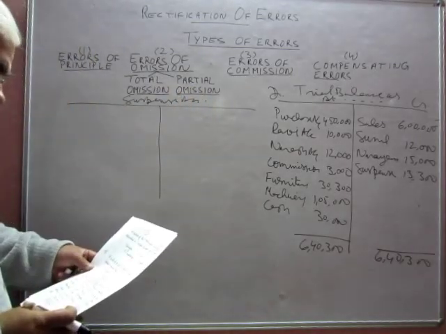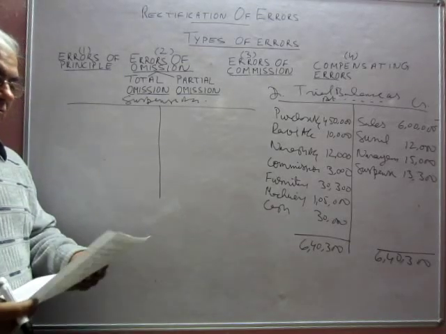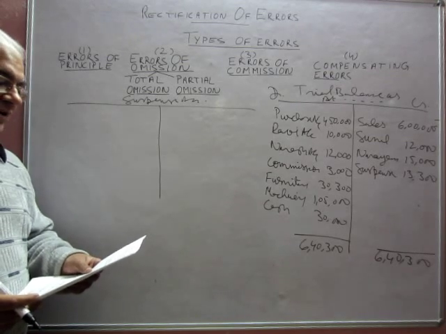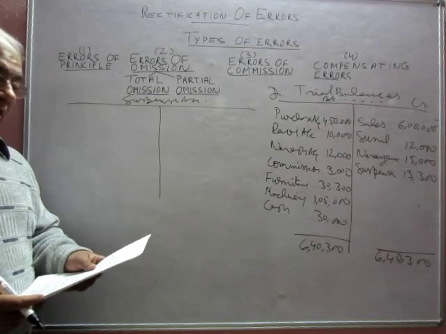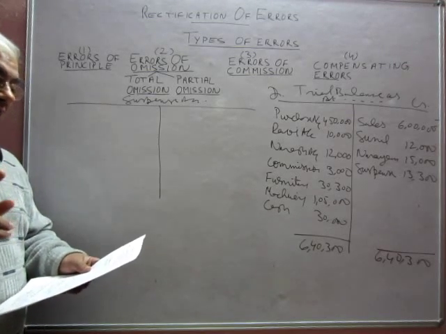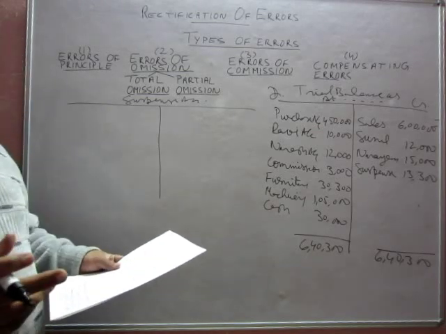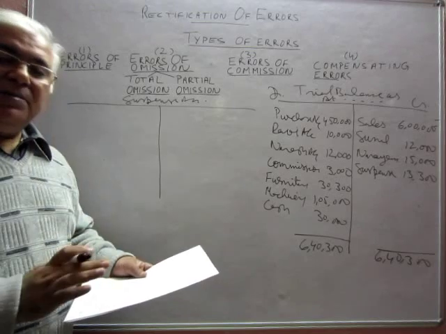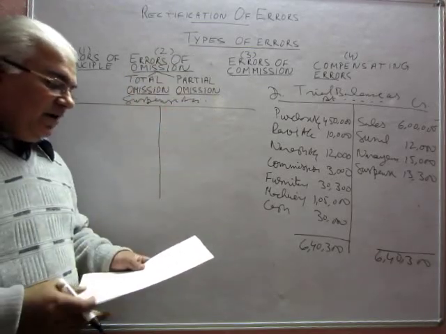Okay. Now, first of all, first mistake: posting not done in Ravi's account from sales book, 2000 rupees. It means what? It's an error of commission. Though it has been recorded properly in the sales book, you have not posted to Ravi's account.